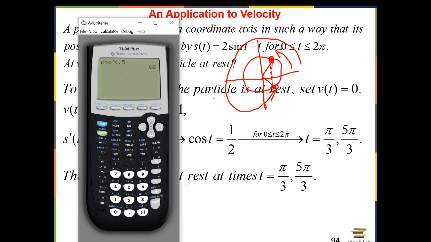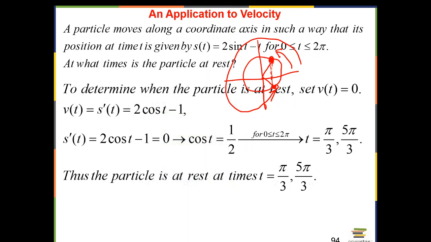So the calculator doesn't give you both answers. It just gives you one of them. So the calculator gave us what? This one.